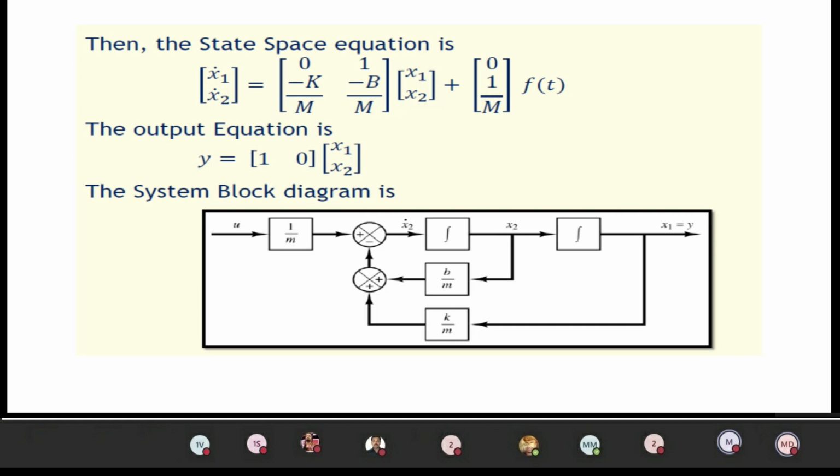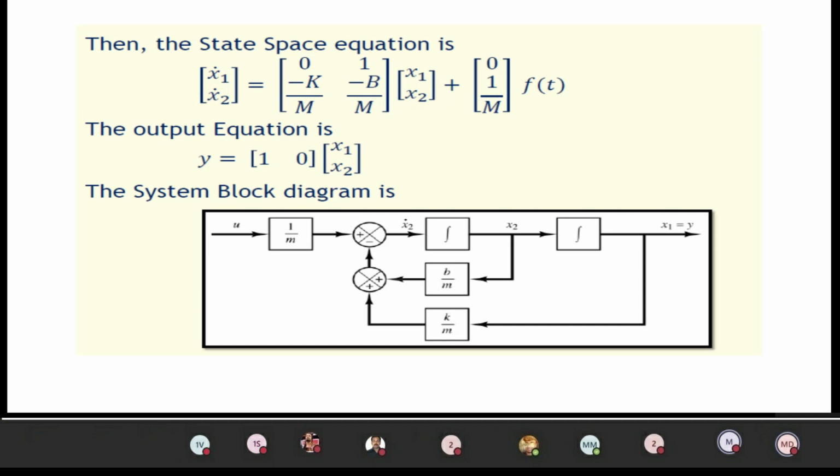Here from the equation you take x2, and that will be given to k divided by m on the input side, and similarly x1 will be taken and given as b divided by m, and overall we write that with a minus. From the input side we get 1 divided by m, which will be given to your summer as shown. So from the state equation you can draw the state model, and from the state model you can obtain the state diagram for any given system.